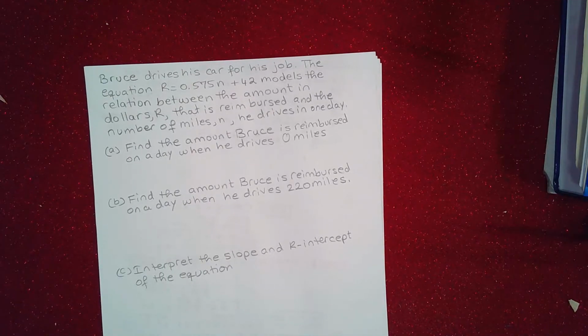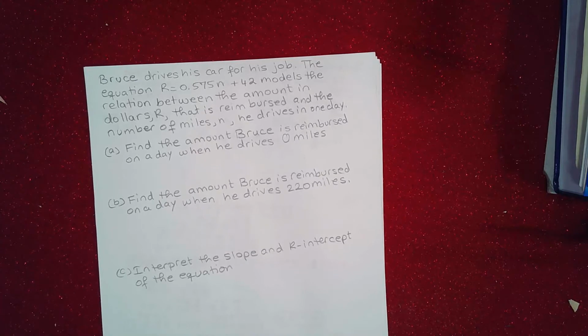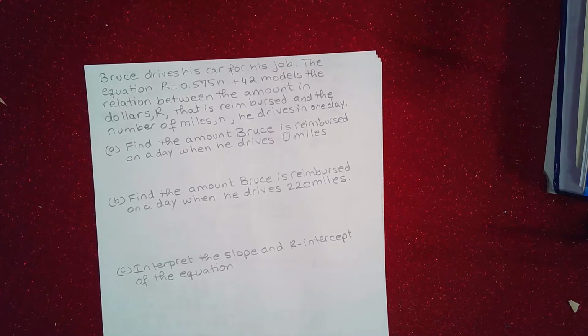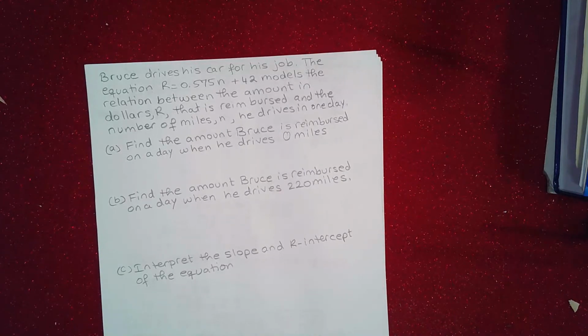Bruce drives his car for his job. The equation R equals 0.575n plus 42 models the relation between the amount in dollars R that is reimbursed and the number of miles n he drives one day. Find the amount Bruce is reimbursed on a day when he drives 0 miles.